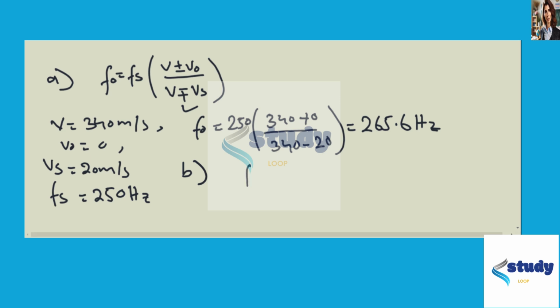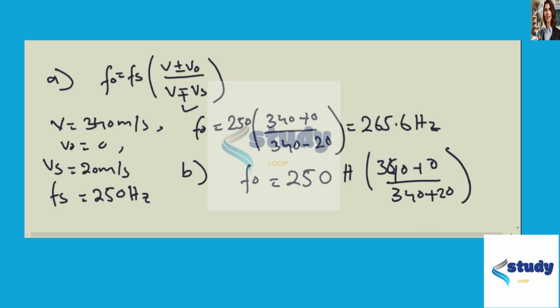So plugging the values and using the sign convention, we write f naught to be 250 Hertz times 340 plus 0 divided by 340 plus 20. And this gives us f naught to be 236.1 Hertz.